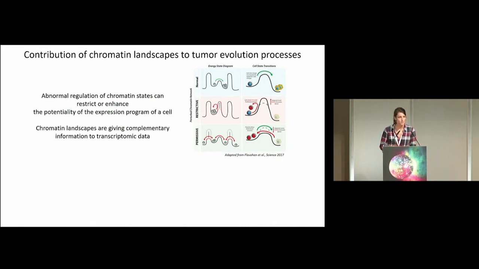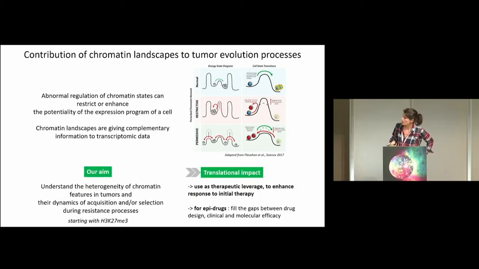So when I talk to MDs, I'm really trying to tell them that we need this chromatin information to have a complementary view of what's happening in terms of molecular processes. And so our aim here in my lab is to understand the heterogeneity of these chromatin features and really have the notion of dynamics in time in tumor evolution processes. So this is really nice, but when I started, we needed technologies to do that.